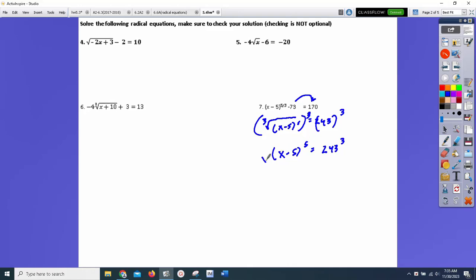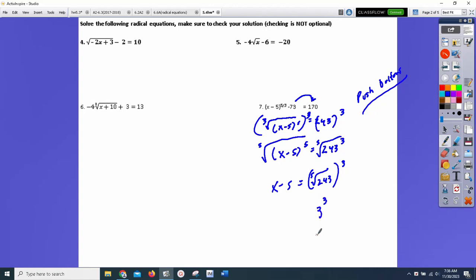The opposite of the 5th power is going to be the 5th root. And here we are. Now, I can do certain things. What I can do here is I can take the 5th root of 243 and then cube it. Now, most of you guys are just going to push buttons on a calculator. And you're going to think, oh, you're so smart. Yeah, you're really not. 5th root of 243 is 3. I have to cube it, and I get 27. So x minus 5 is 27. Add 5, x is 32.